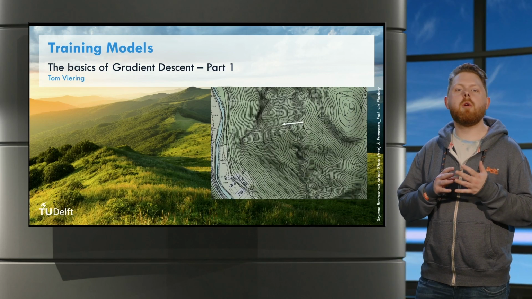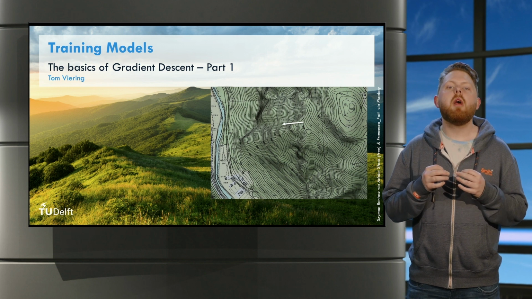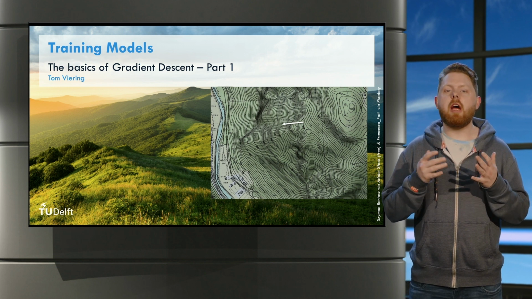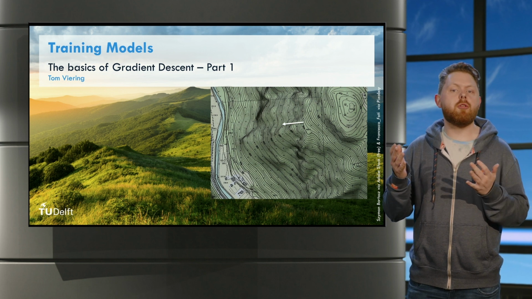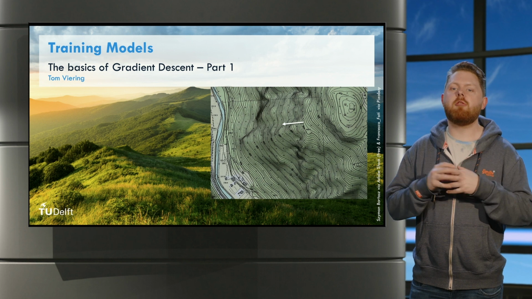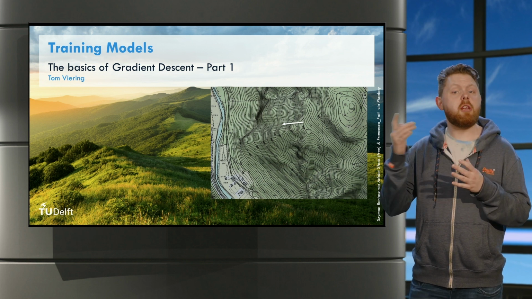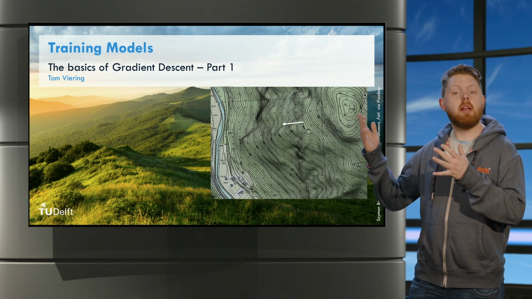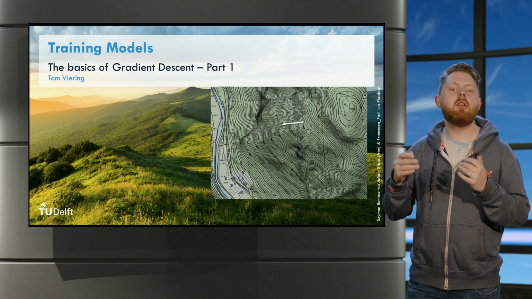In this video, we're going to talk about the basics of gradient descent. Gradient descent is an algorithm that is used to train all kinds of machine learning models. For example, neural networks and logistic regression. After this video, you will understand this picture of the height map and the landscape and how that relates to the algorithm gradient descent.